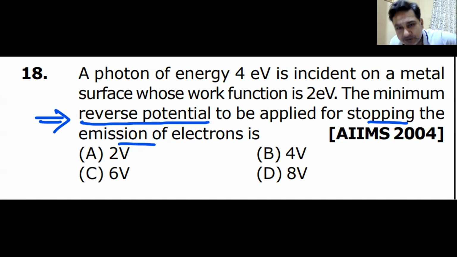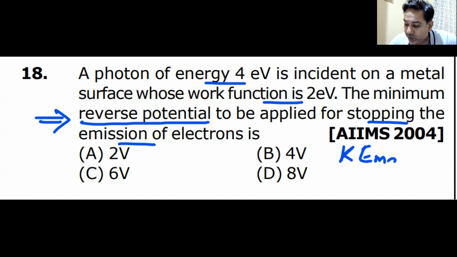So you have to tell me the value of stopping potential. Work function is given to you. Energy of the photon is given to you. Energy of the photon is 4 electron volt. Work function is 2 electron volt. What will be the maximum kinetic energy? Maximum kinetic energy will be 2 electron volts. Yes or no?